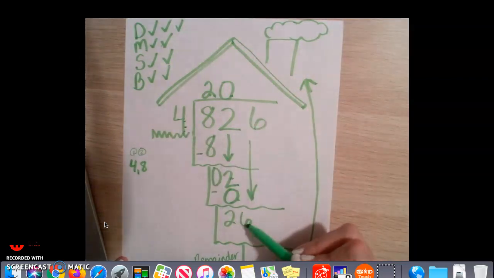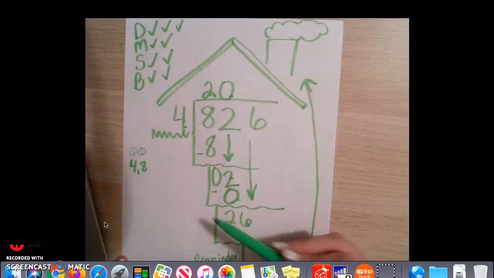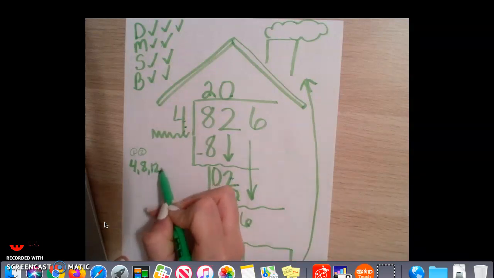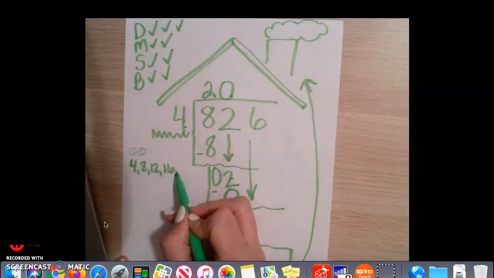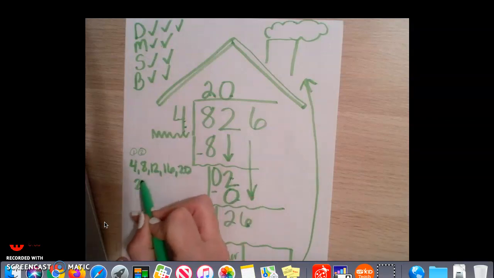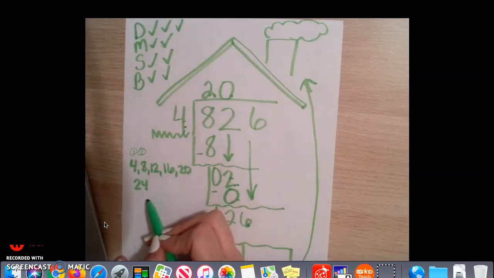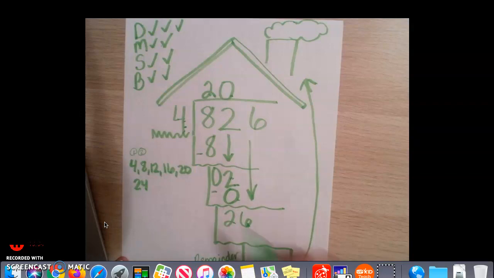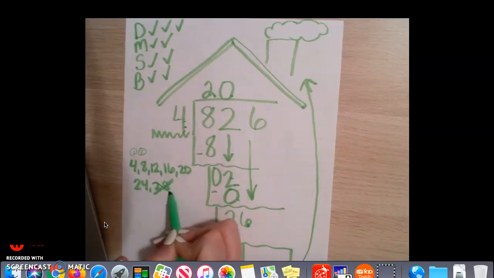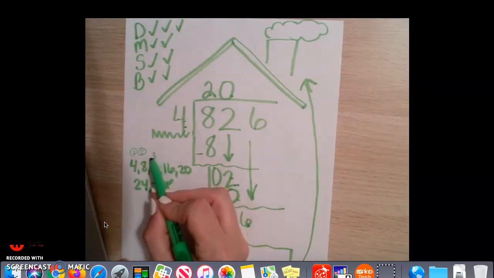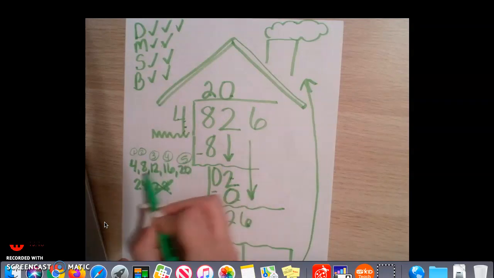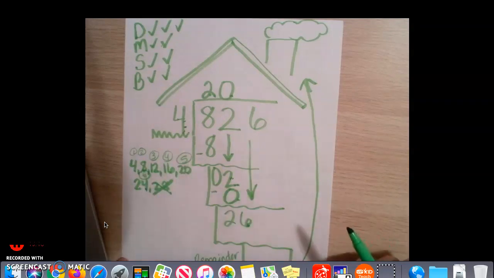4 is knocking at the door. 26 is home. 4 goes into 26. How many times? 4, 8, 12, 16. I'm writing out the multiples of 4. I'm trying to get to 26 and not go over, or as close to 26 as I can get. 20, 24, don't forget to pause the video if you get behind. 28. Uh-oh, I went over. So how many times does it go in without going over? 3, 4, 5, 6. It goes in 6 times.